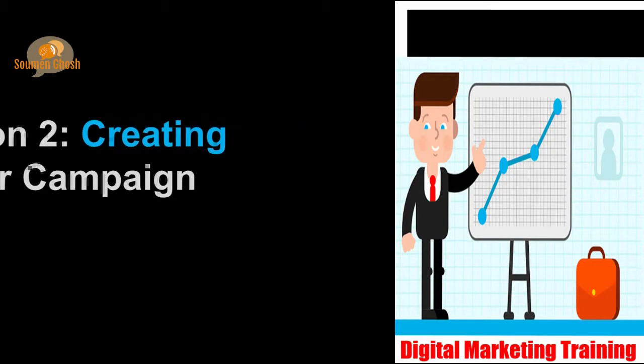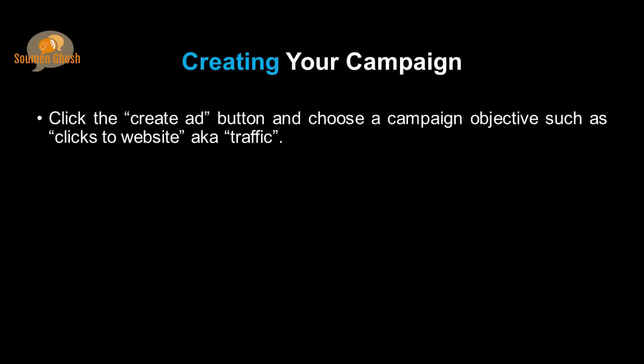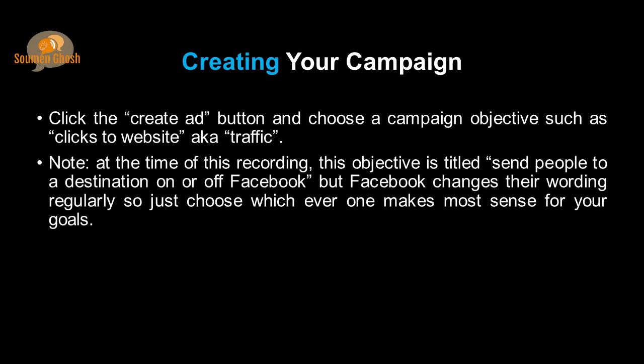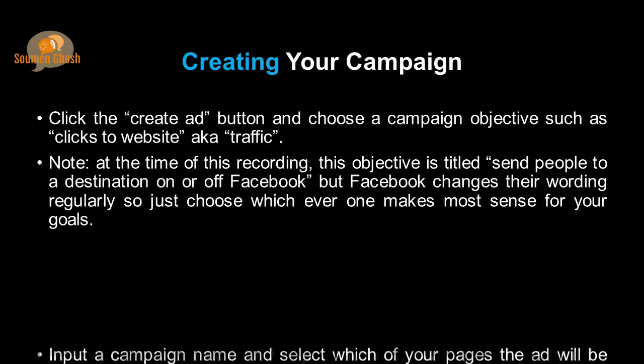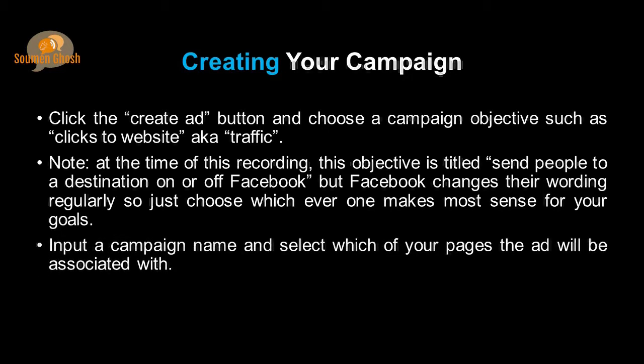Upon clicking the Create Ad link or Create Campaign button, you'll be prompted to select an objective. For our purposes, we'll say you're aiming for clicks to your website. This objective is named Send People to a Destination on or off Facebook. But Facebook changes their wording all the time, so don't worry if it looks a little different. After choosing your objective, you'll need to enter a campaign name and select which of your business or fan pages your ad will be attached to.